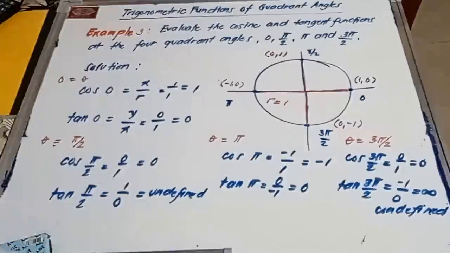So, yun yung mga values na nakuha natin ng cosine and tangent nung ating 4 quadrant angles na 0, pi over 2, pi, and 3 pi over 2. So, that will be the end of our topic in evaluating trigonometric functions.